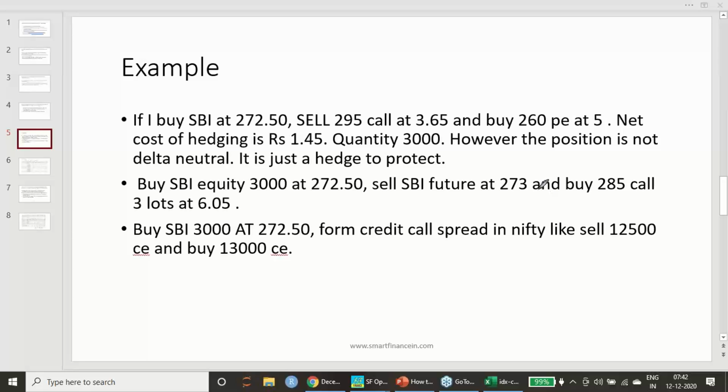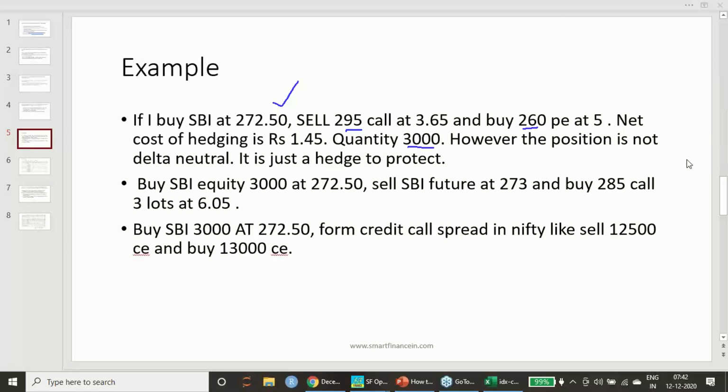Suppose someone is buying 3000 quantity of SBI now at 272. How should he hedge this? Sell a 295 call option and buy a 260 put option. Net hedging cost will be 1 rupee 45 paisa. This is nothing but a covered call with a put hedge. Though it is not delta neutral, it is just a hedge to protect.